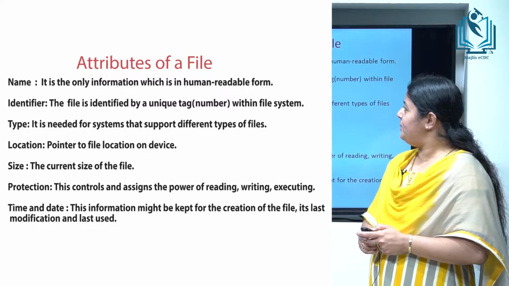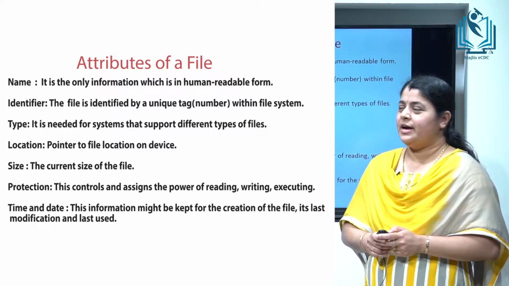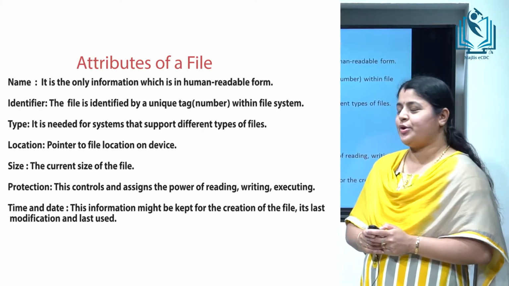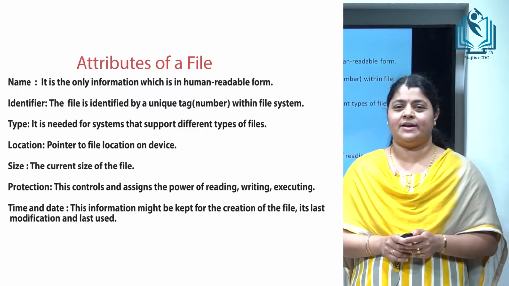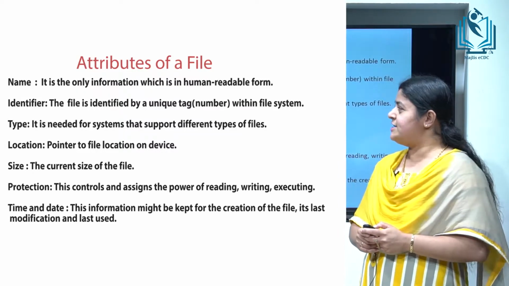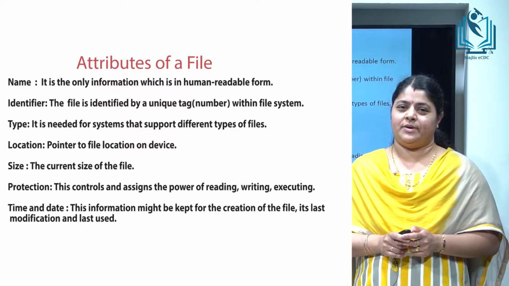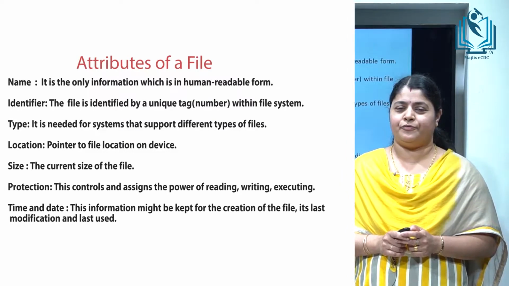The next one is attributes of a file. The important attributes of a file are name, identifier, type, location, size, protection and time and date. The first one is name. The name attribute contains the file name. It is in human readable form.